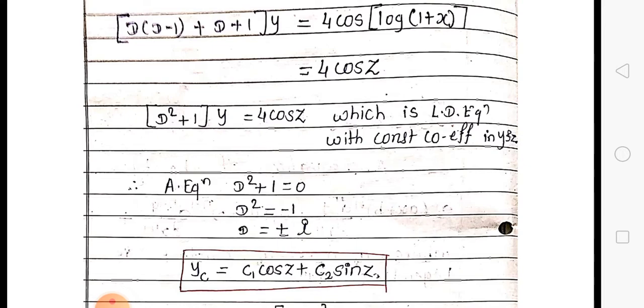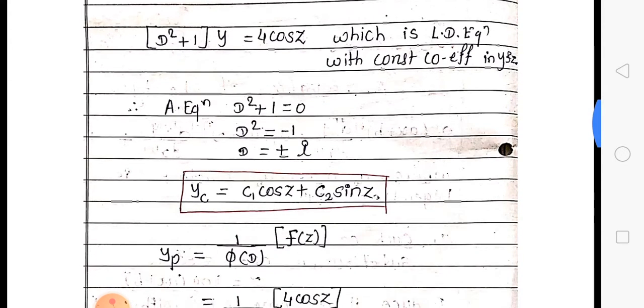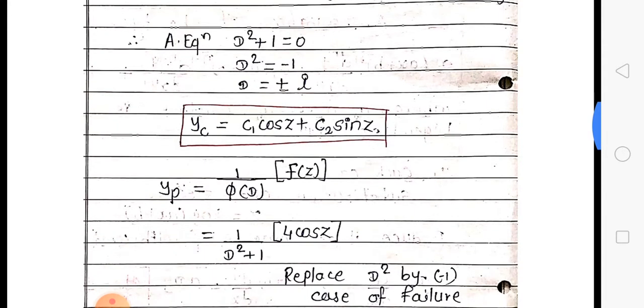Now, we find the particular solution of the given linear differential equation. For finding the particular solution, we write yp is equal to 1 upon phi of D into f of z. Here the value of f of z is 4 cos z. Therefore, we got 1 upon phi of D into f of z is 1 upon D square plus 1 in bracket 4 cos z.